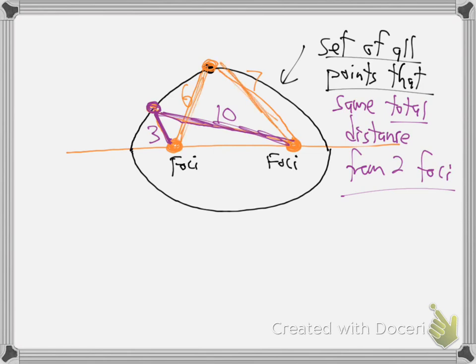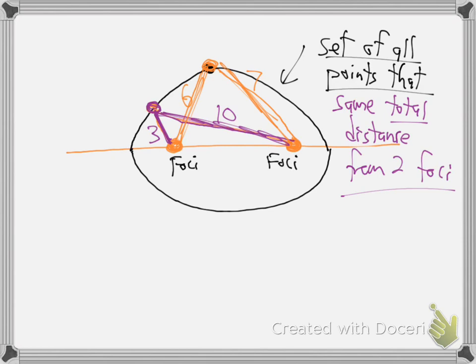Because it's the whole piece of string. The string is 13 feet long. They have to have the same total distance from the two foci points, don't they? Which is the length of the whole string. That's the deal. Now, you don't have to know that, not required, not going to do anything with that, but that's where it all comes from, just like everything from the parabola.